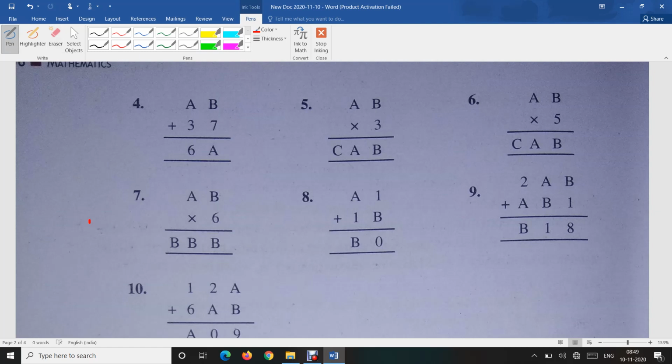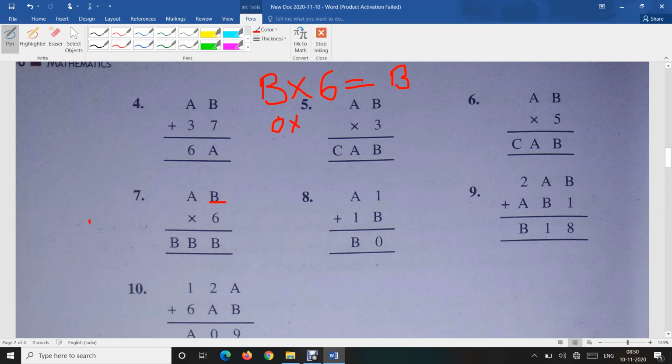Just a second. How can you solve this type of question? AB multiplied by 6. That means you should have a number on which you multiply 6, then you get the number whose unit digit is the same. Okay, so for that, let us try.